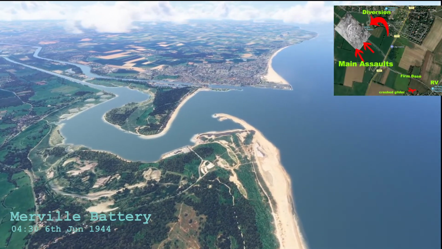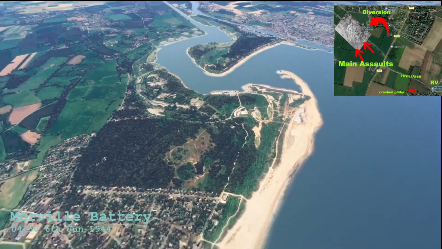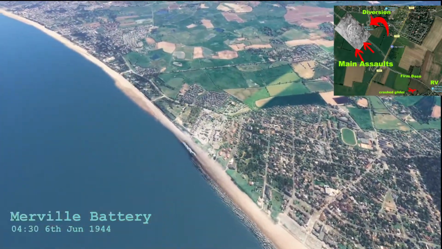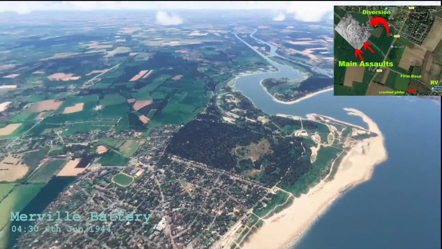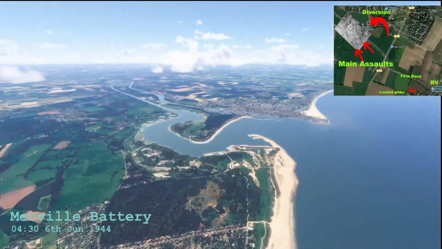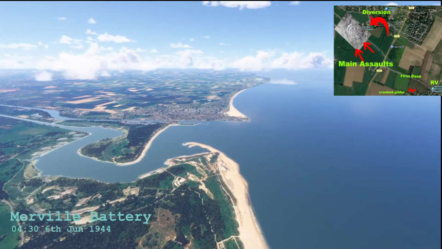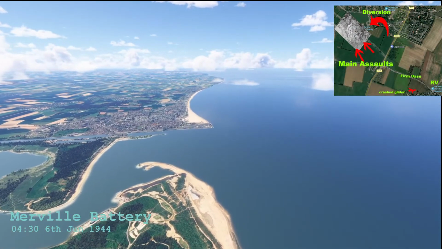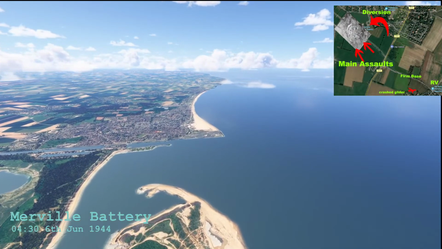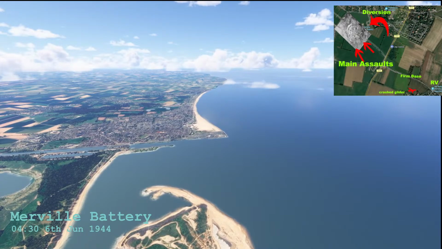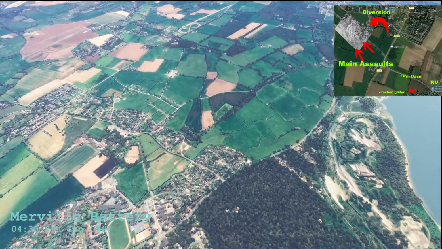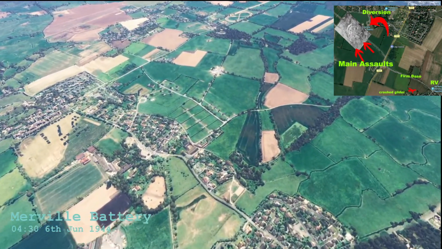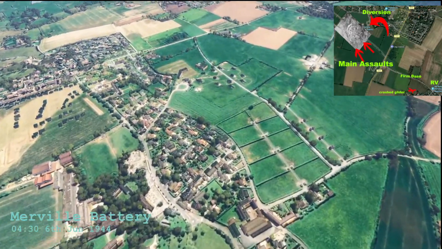So the Germans were using them more to cover the entrance and the port of Ouistreham, and cover the beach along here, but didn't really have the effective range to affect the middle to far end of Sword. But that doesn't take away the bravery that these guys showed in storming this battery, because they weren't to know.